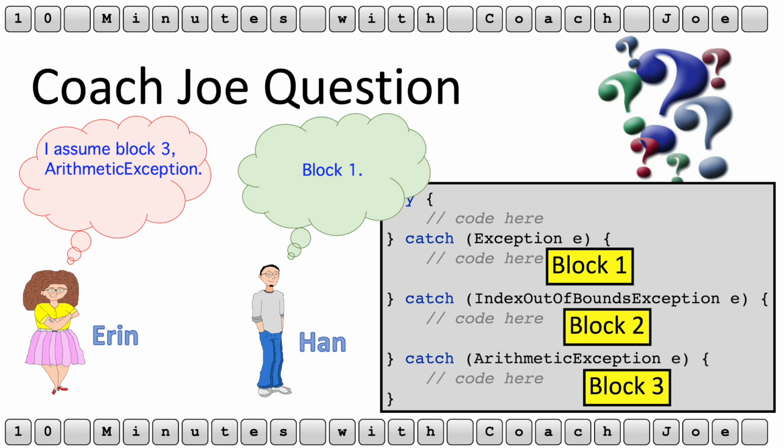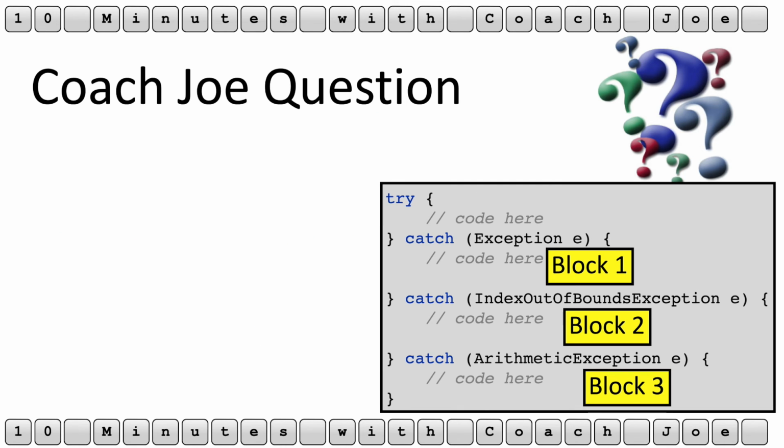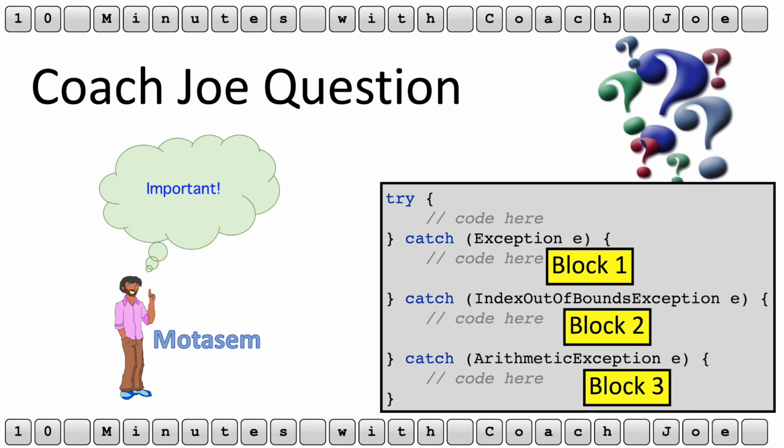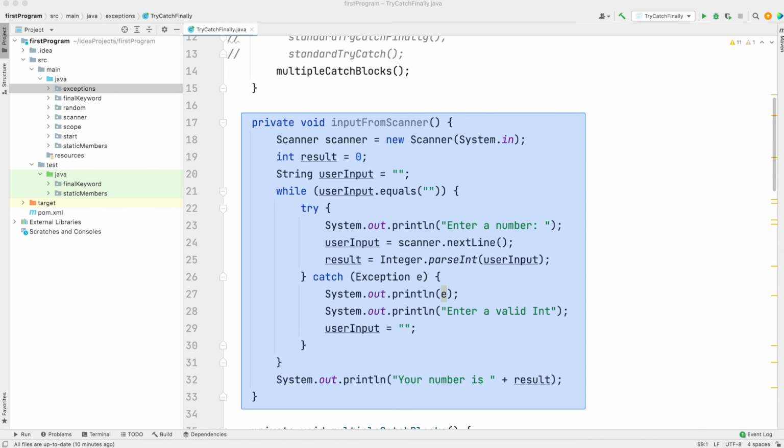The correct answer is block 1. This catch block will catch all exception errors. Since the code is looking for the first catch block that can handle the exception, this code block will be used. It is important to remember, place the unconditional exception block as the last catch block to allow conditional exceptions to be caught first. Here is one more example of catching and handling exception errors.